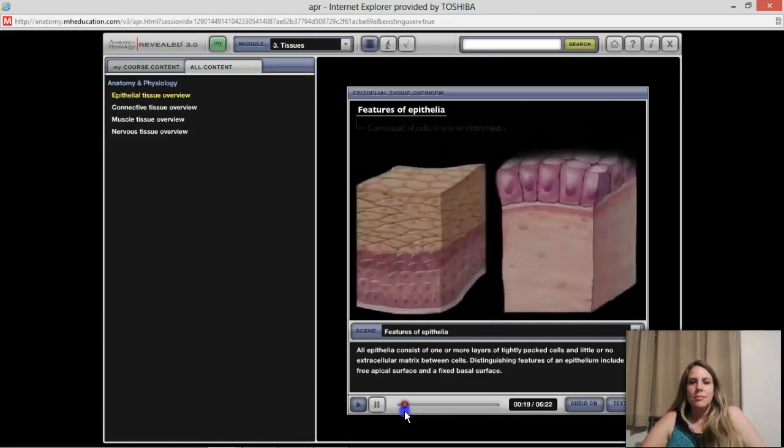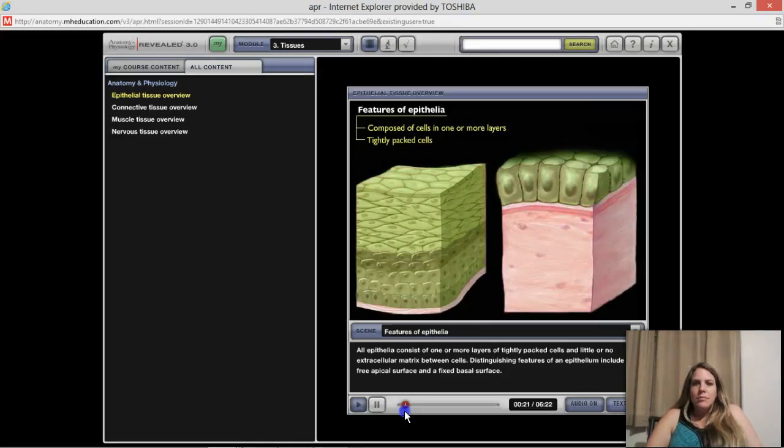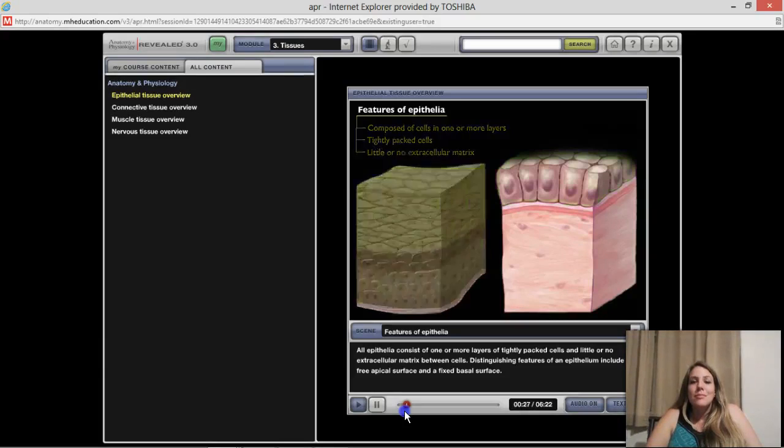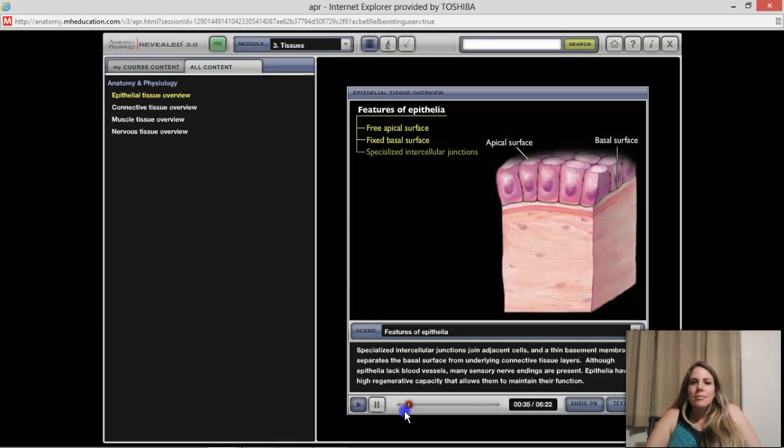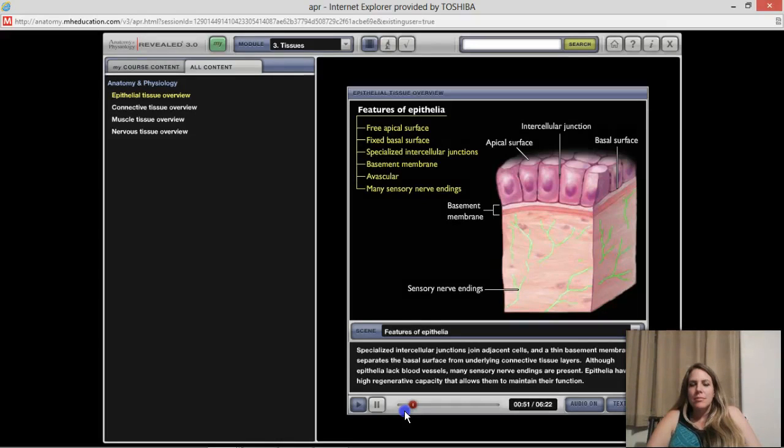All epithelia consist of one or more layers of tightly packed cells and little or no extracellular matrix between cells. Distinguishing features of an epithelium include a free apical surface and a fixed basal surface. Specialized intercellular junctions join adjacent cells, and a thin basement membrane separates the basal surface from underlying connective tissue layers. Although epithelia lack blood vessels, many sensory nerve endings are present. Epithelia have a high regenerative capacity that allows them to maintain their function.